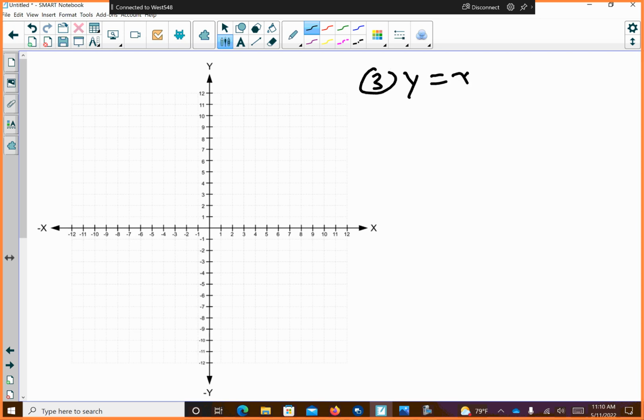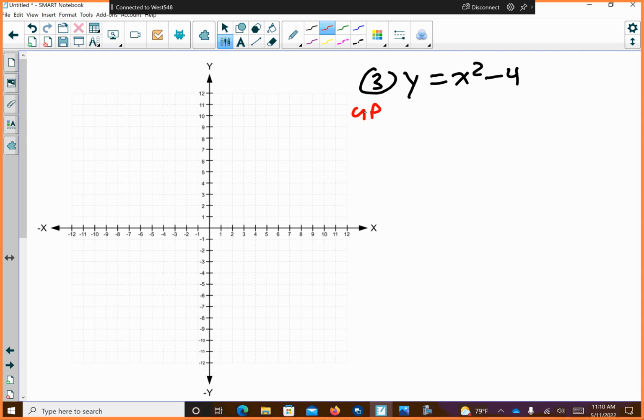Y equals x squared minus 4. What's the first thing we should do? Before we do anything else, what should we do? It's going up. This is opening up. So once you realize it's opening up, if any of the graphs that are given are opening down, cross them off. It's not going to be the answer.